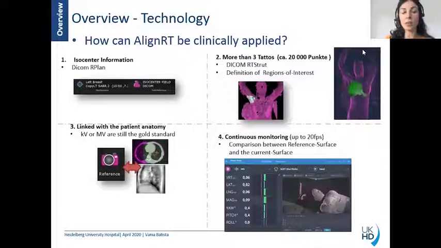The big advantage of surface guided is that you have continuous monitoring of the patient. So you can, in real time during the entire treatment, compare your reference surface, that means your planning CT surface, for example, and the current position of the patient during the entire radiation. That means including the imaging part and also the irradiation, and the time between the imaging and the irradiation. Then you can confirm if the position of the patient that you accepted during the imaging session is the same as during the radiation itself.